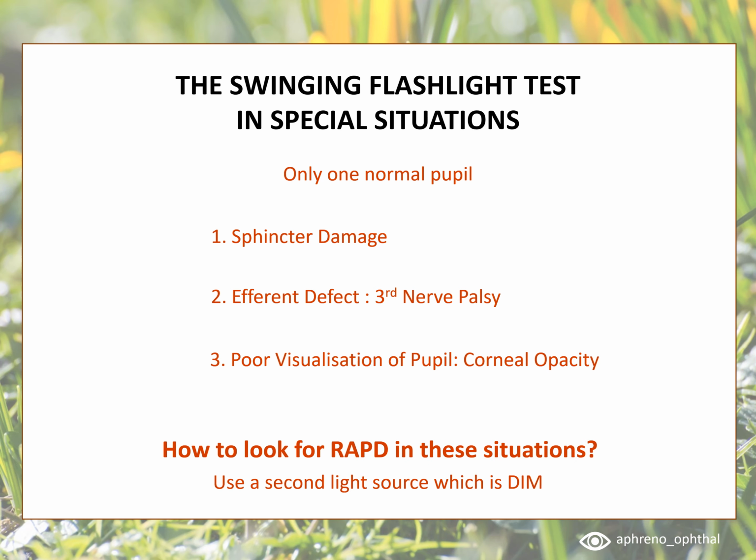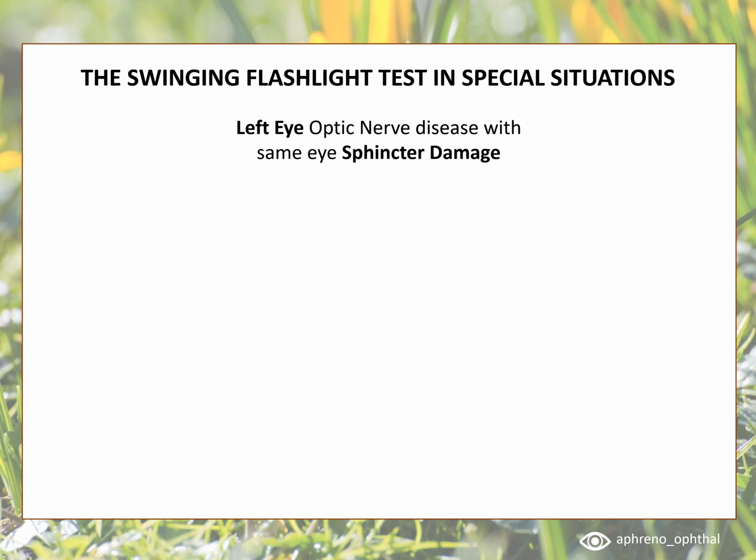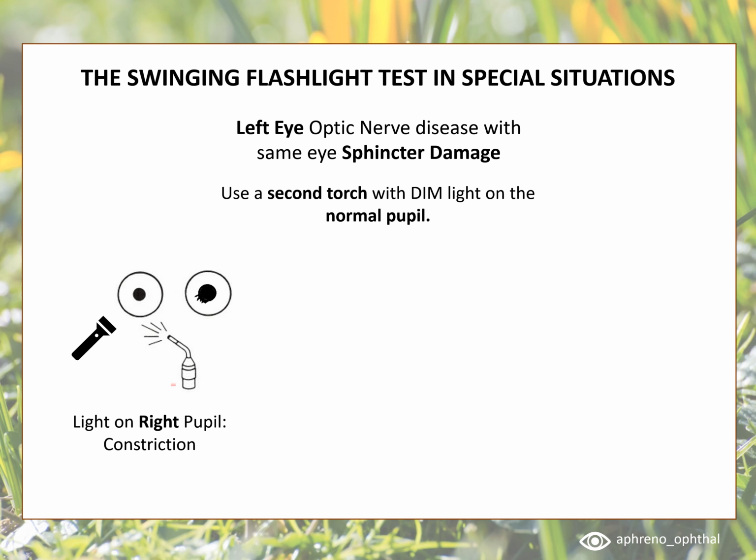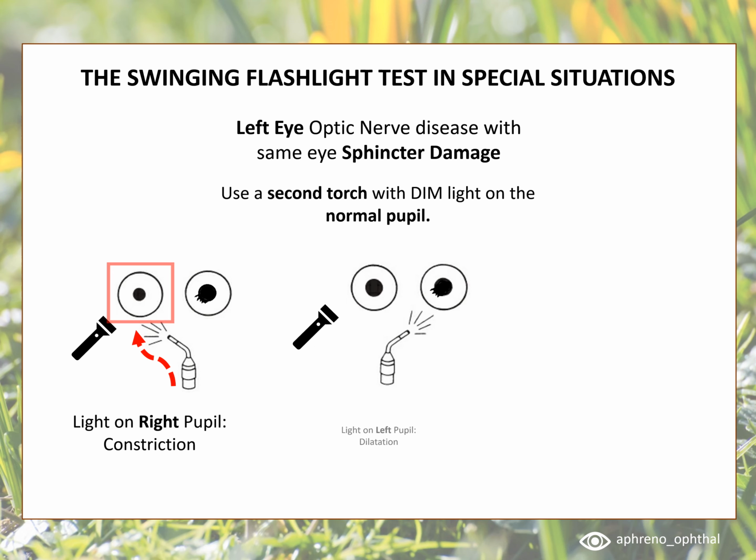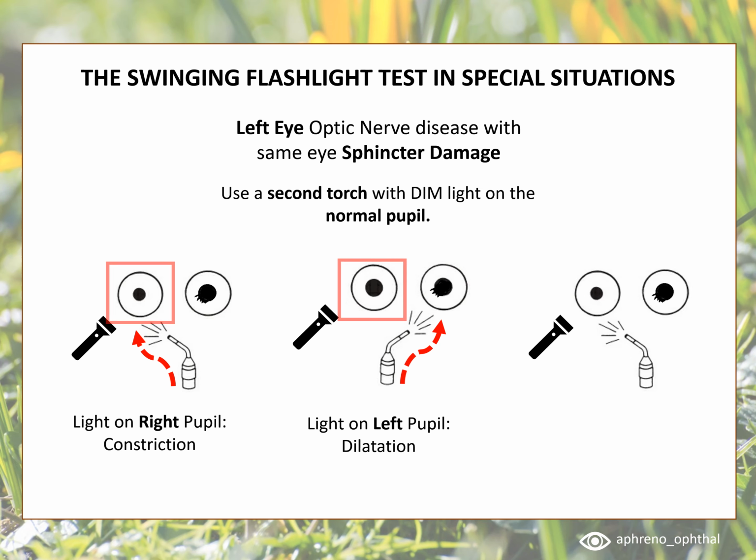We can use a second, dim light source to examine the normal pupil while the swinging flashlight test is performed. When we have a left optic nerve disease with sphincter damage in the same eye, using a second torch with dim light will help us notice the changes in the normal pupil. First, shining the light on the normal right eye, constriction will be seen. Then swinging the light to the left eye, dilatation will be observed in the right pupil. Swinging the light back to the right eye again, constriction will be seen.